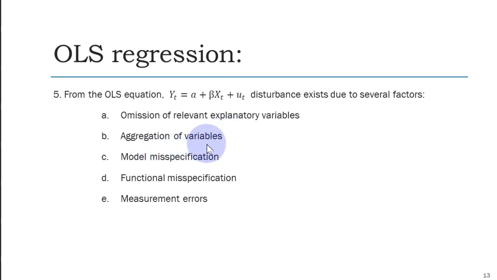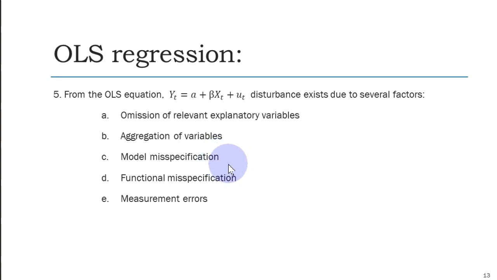Second, aggregation of variables. So the disturbance can also happen due to having too many variables, and therefore we need to aggregate them, or we need to group them to become one indicator, one aggregate number. Therefore, eventually we have only an approximation of y, and the discrepancies will be captured in the disturbance term.